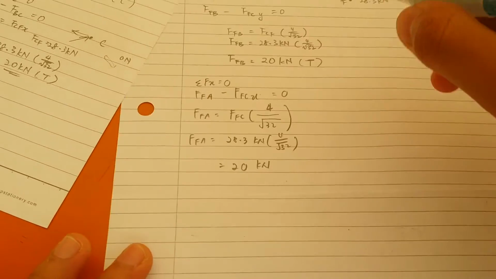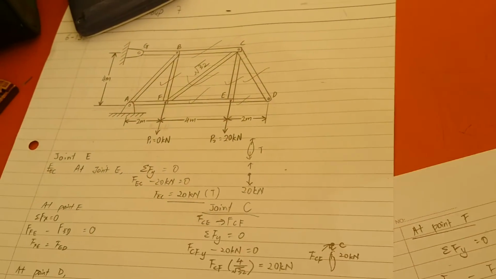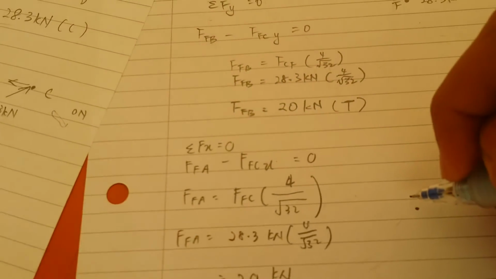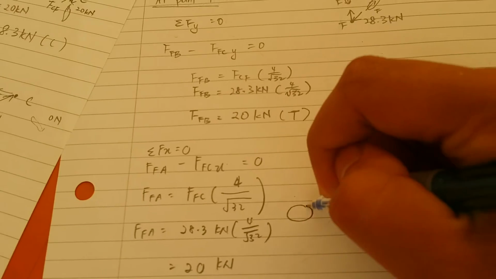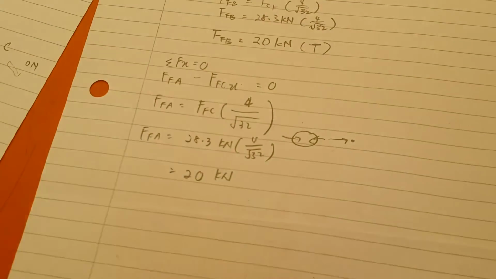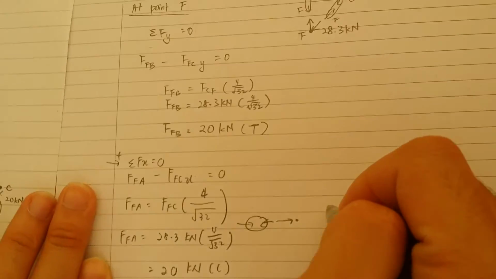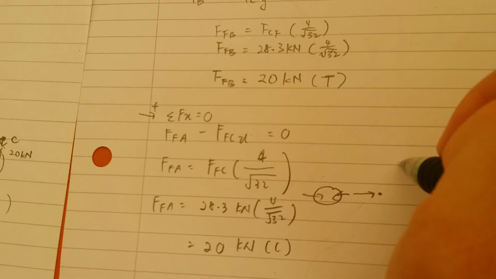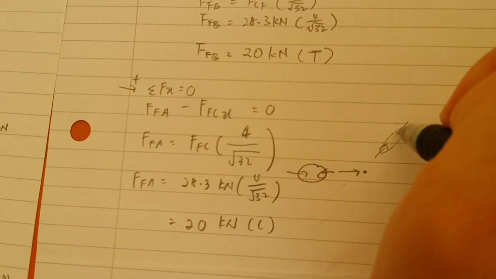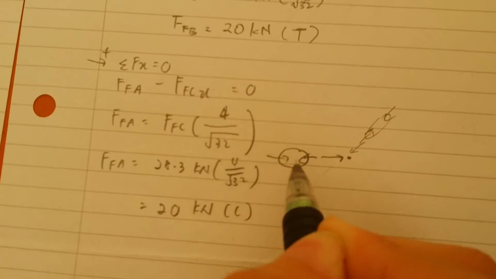So is it compression or tension? The force FFA minus FFC. I think it's compression, because it's going there, right? The unknown from here is compression, so we need another force to oppose it. So this is compression.